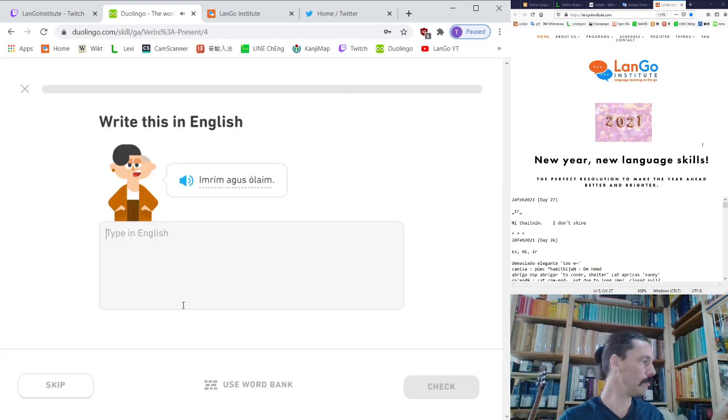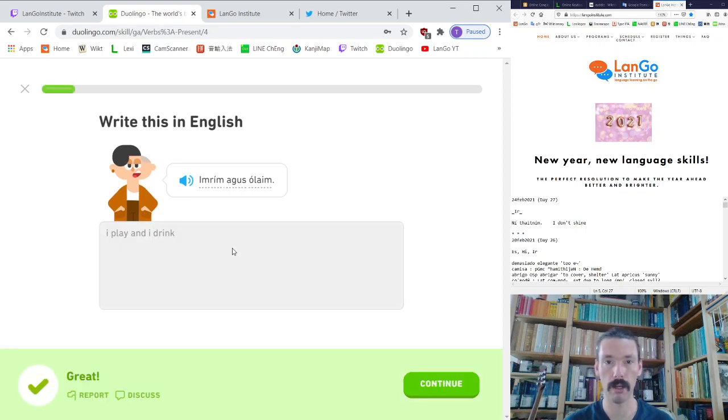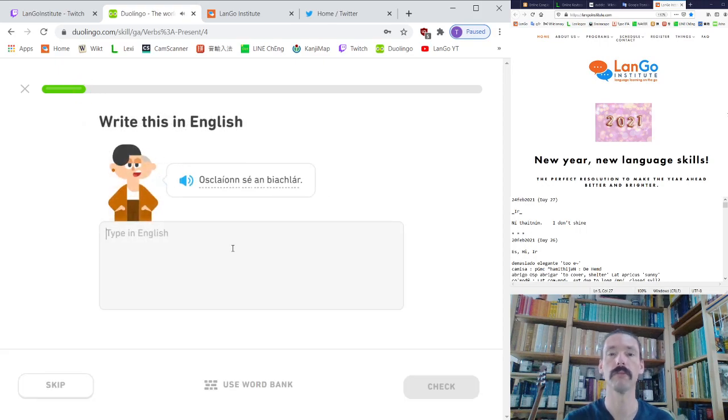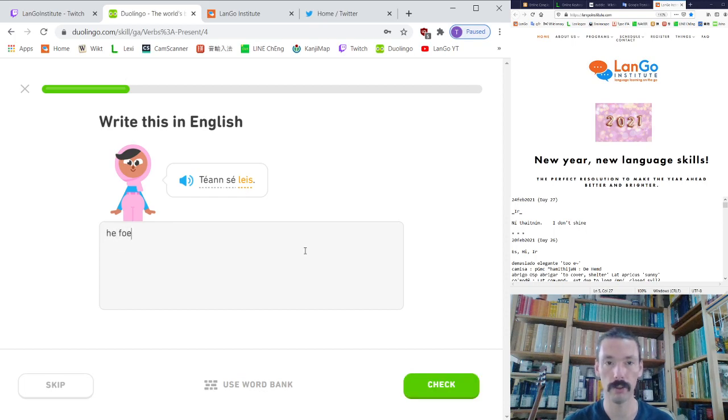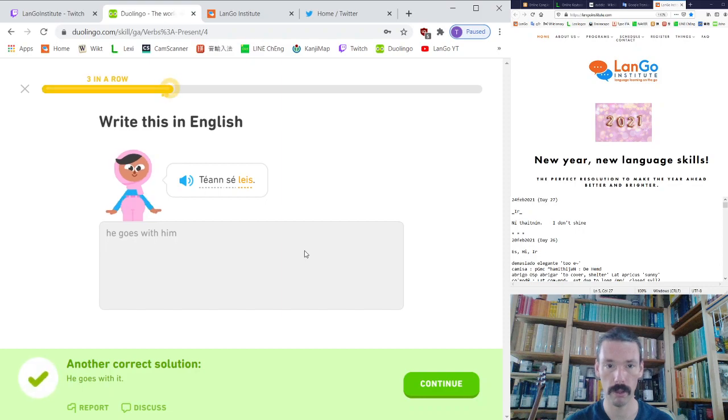Imrím agus ólaim. Imrím, I play. Agus ólaim, I drink. Osclaíonn sé an biachlár. Osclaíonn, open. Osclaíonn sé an biachlár. He opens the menu. Téann sé leis. Téann, he goes. Leis, with it. With him could also be.